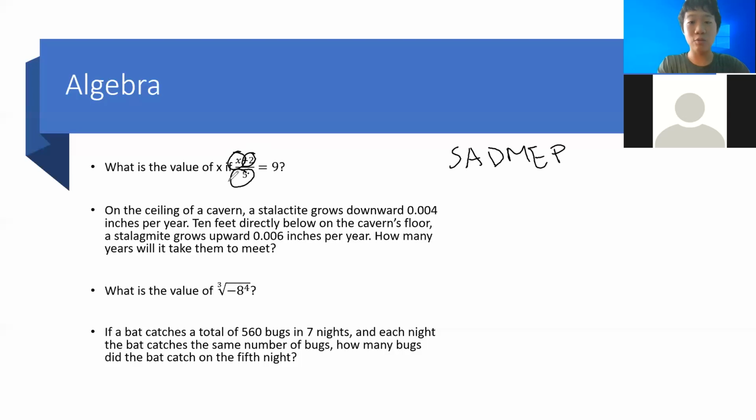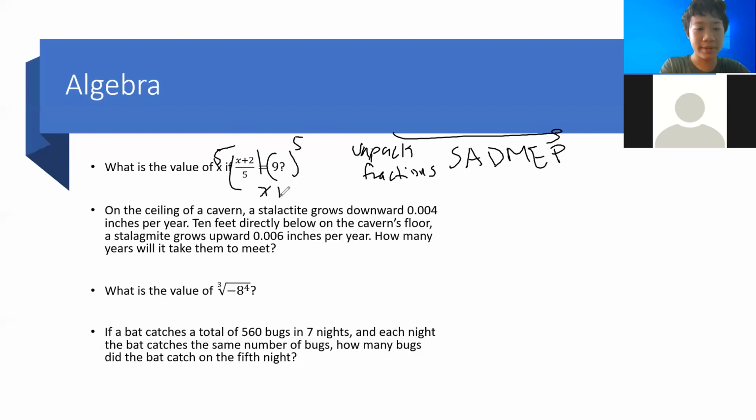Okay? So what should we do first? Well, sometimes we don't always follow SADMEP, because if you want to unpack this plus 2 first, that gets a little hard because we have a 5 right here. So before SADMEP, what I like to say is we unpack fractions. So the order in which I want you guys to solve equations, I'm going to talk about this later on, is that you first unpack your fractions, then you do SADMEP. So to unpack the divide by 5 here, I'm going to multiply both sides by 5.